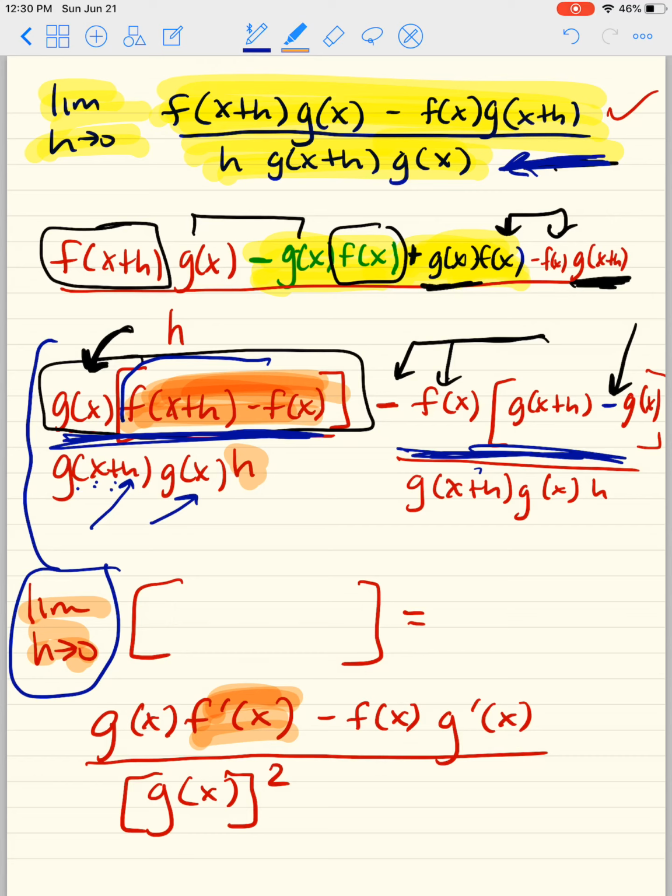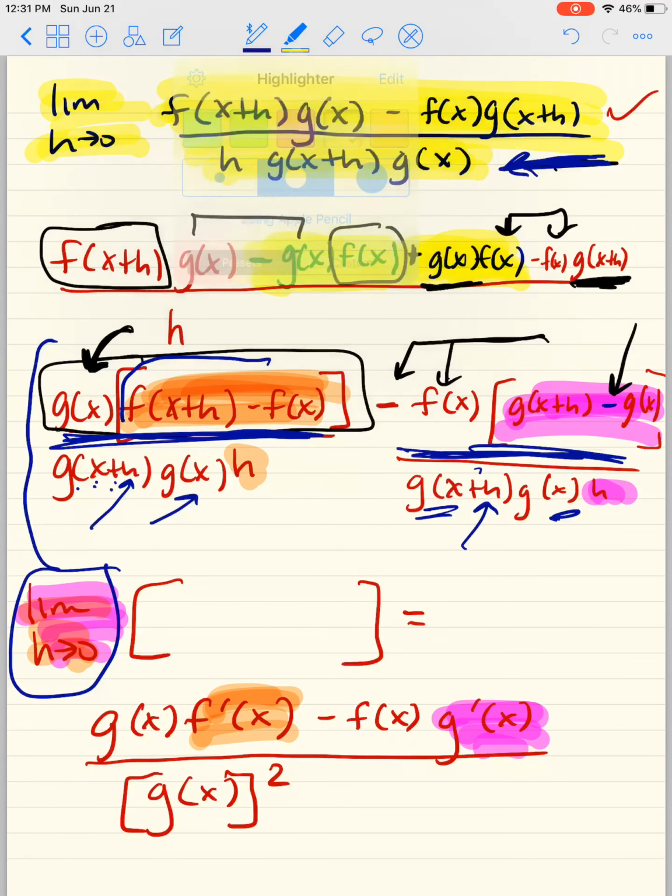Great. Now, here, I have the same exact thing, g of x plus h minus g of x over h, that's g prime of x, okay, when we apply the limit as h approaches 0. And then once again, we have h approaches 0, that gives you g of x and g of x. So putting this all together, you get the quotient rule, which is g of x times f prime of x minus, okay, let's highlight this.